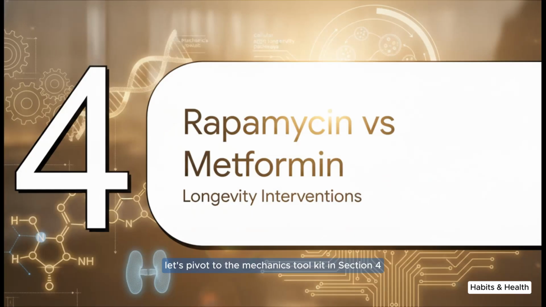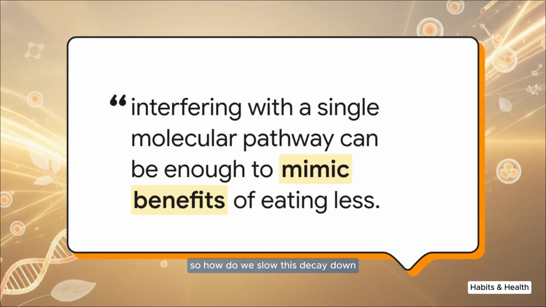Let's pivot to the mechanics toolkit in Section 4. Rapamycin versus metformin. So how do we slow this decay down? The potential of a drug called rapamycin is absolutely massive. As Dr. Sihita Sultanova points out, this drug, which was literally extracted from obscure soil bacteria, shows us that interfering with just a single molecular pathway can be enough to mimic the cellular benefits of eating less.